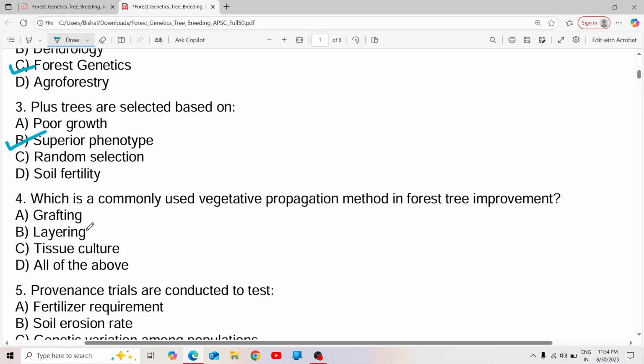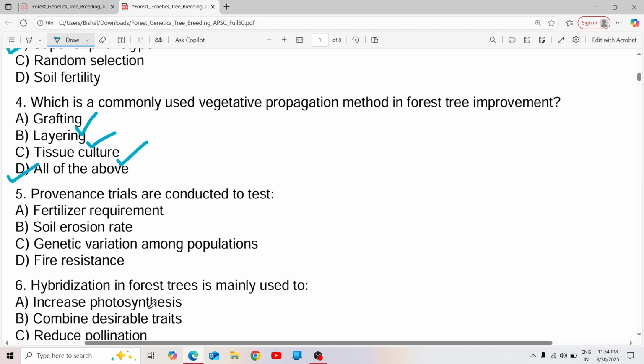Question number 4. Which is a commonly used vegetative propagation method in forest tree improvement? So yes, grafting is used. Layering is also used. Tissue culture is also used. So all of the above is correct.